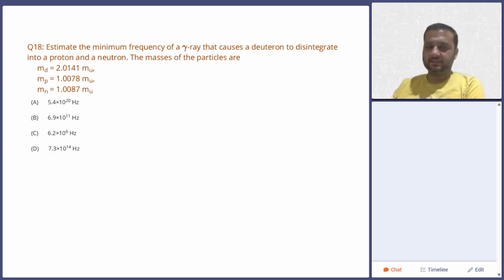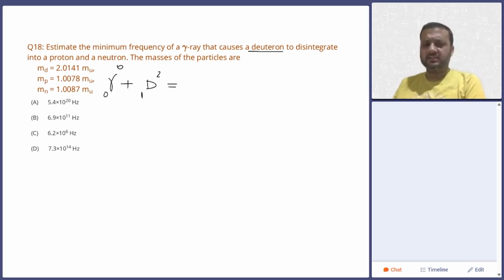So here what is happening, estimate the minimum frequency of a gamma ray that causes a deuteron to disintegrate into a proton and a neutron. So basically there's a deuteron whose atomic number is 1 and atomic mass is 2, and you are giving some energy in the form of gamma ray. So basically this gamma ray is providing some energy. Okay, so you can think of gamma ray as energy. And what is happening here, it is splitting into neutron plus proton.